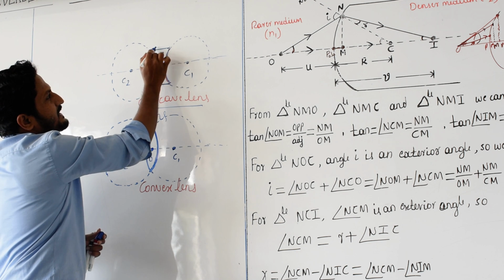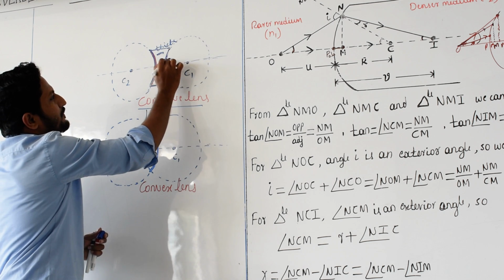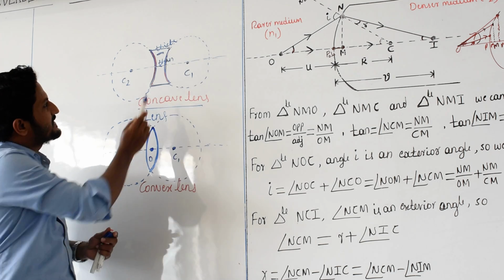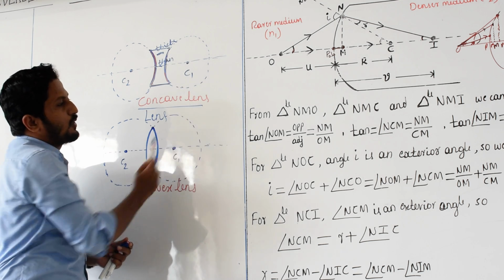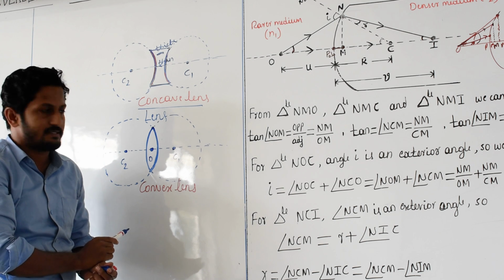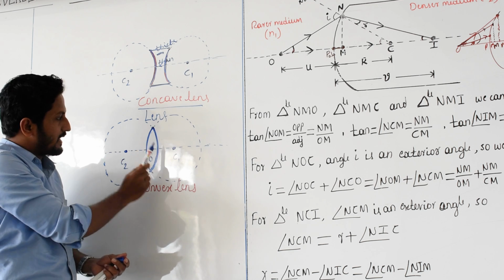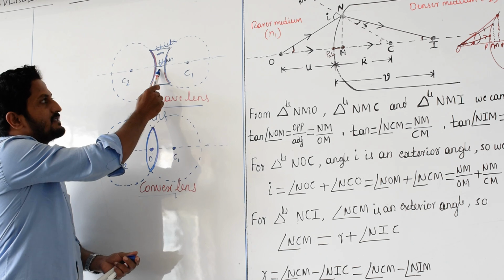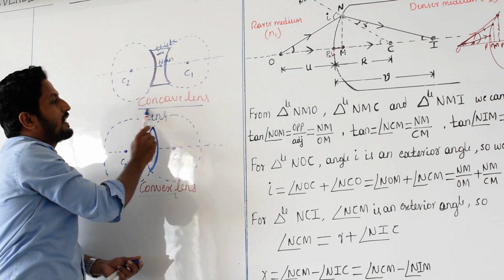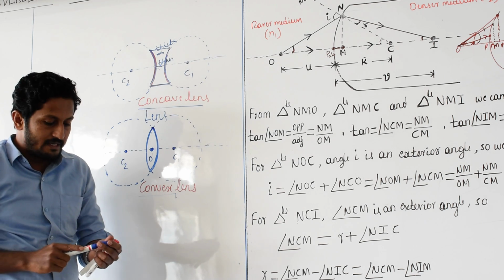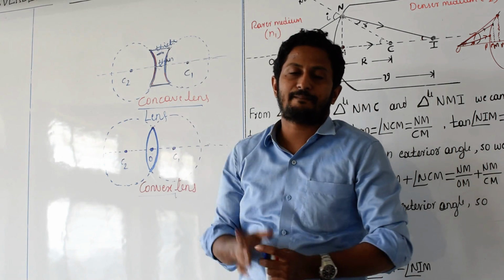Edge and middle, you see how it looks. At the edge it is thick, and here at the middle it is thin. A lens which is thin at the middle than the edge is called concave. Have you understood? A lens which is thick at the middle than the edge is called convex. A lens which is thin at the middle than the edge is called a concave lens. Okay, lens is mainly classified into these two types.